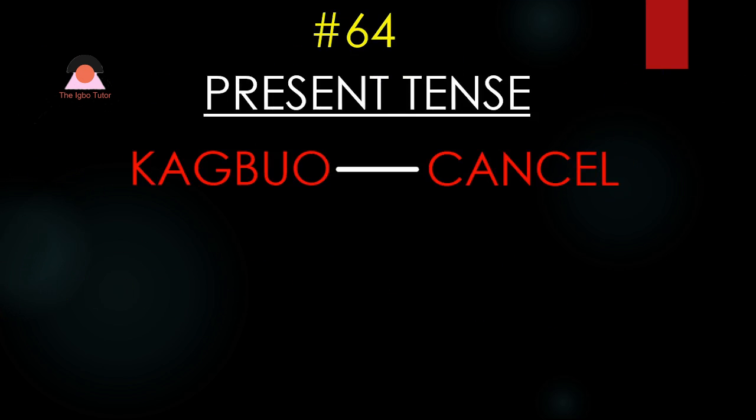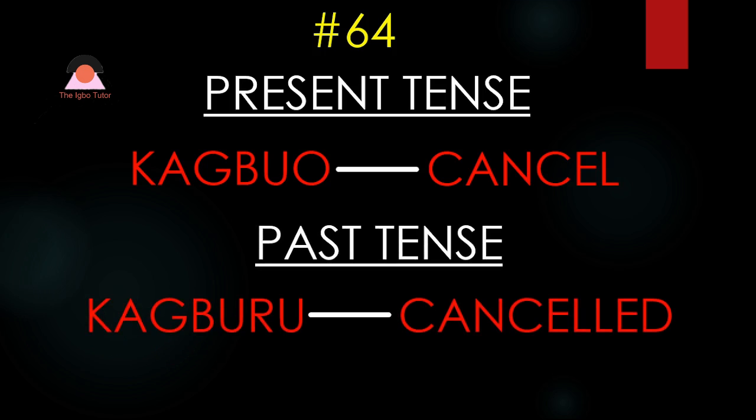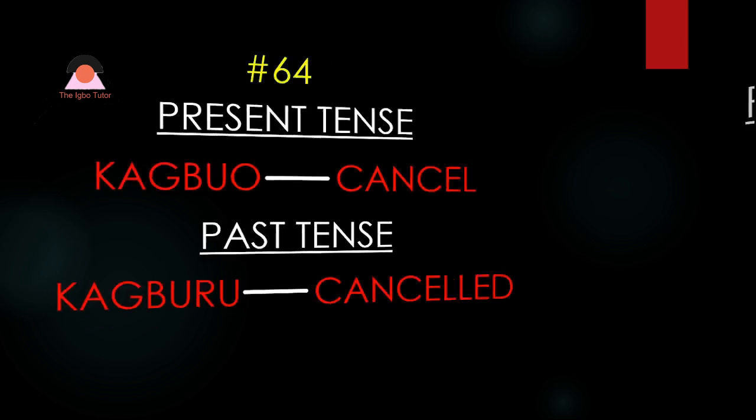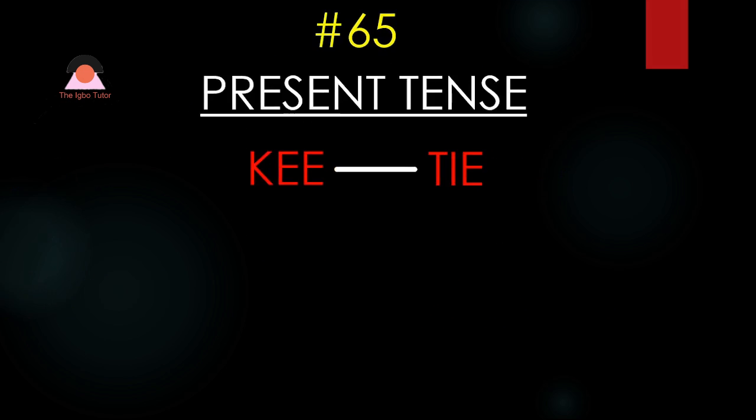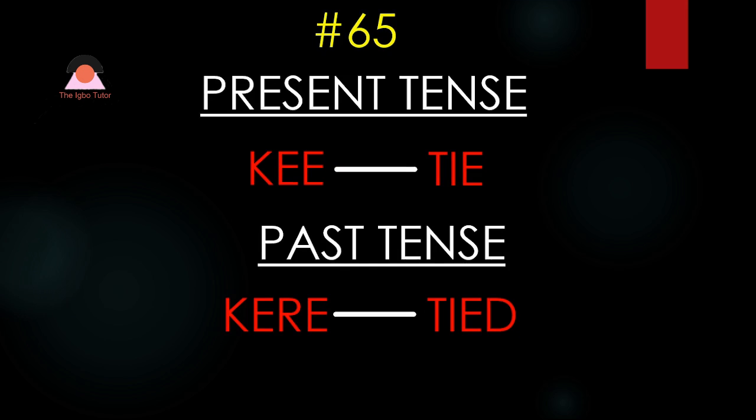Let's go on to 64, and the word is kabuo, which means cancel. Kabuo. What is the past tense of kabuo? We have kaburu. Cancelled. Let's go. 65. The word is ke, which means tie. Ke, tie. What is our past tense of tie? Ke is kere. Kere, tied.